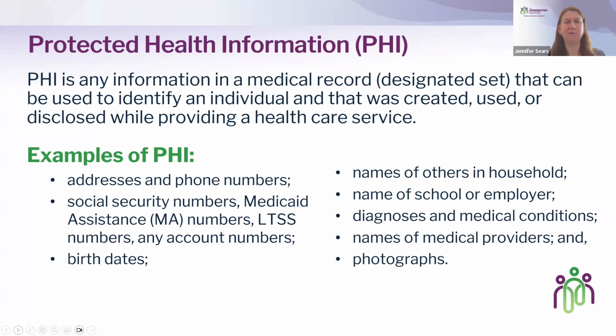On this slide, we have a few examples of PHI. So some of them you're probably very familiar with and know that they're examples of PHI. So your address or your phone number. Any numbers that identify you. So your social security number, it could be your driver license number, an MA number, and then your birth date. But then there's also some on this list that you might not have known were considered PHI. For example, the name of a school that you or your loved one attends, an employer, the name of your medical providers, or even photographs can be considered PHI.